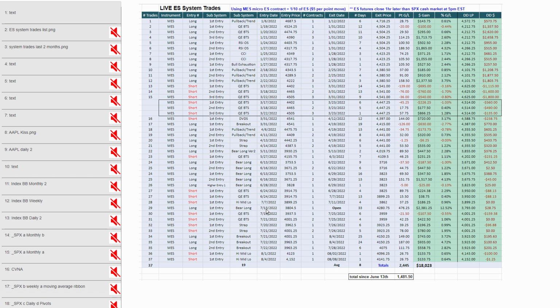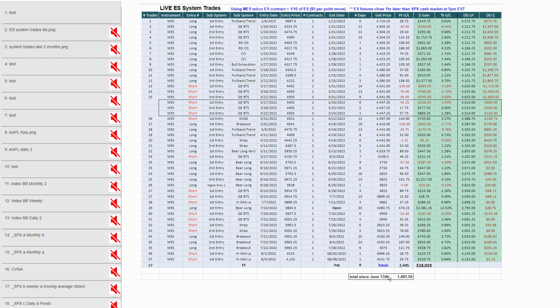It went long on July 13th at 38.04. Let's just call it 3,800. Right now we're at 42.80, so it's up 476 points on this one trade. Been awesome. And remember, as I stated in my comments, we also had a bear long back here in early June, June 13th, June 16th, and those made money. Okay, and we've had a few shorts here and there as well. We had the breakout, but awesome trades here again.